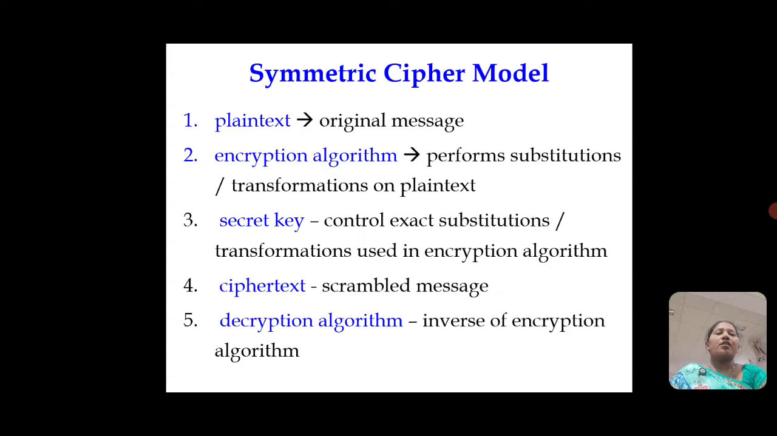And the decryption algorithm will be used by the receiver to convert your ciphertext to plain text, because the ciphertext will be scrambled. The receiver will not be able to understand that. So you need to use a decryption algorithm in order to convert that scrambled message to the original message. So these are the 5 steps you will be using in the symmetric cipher model.